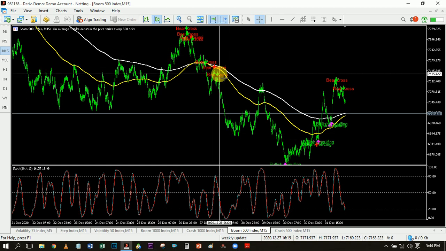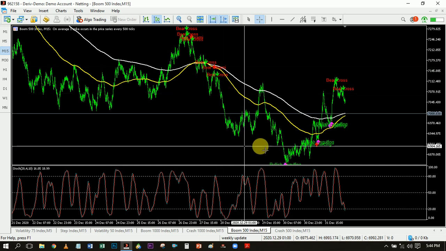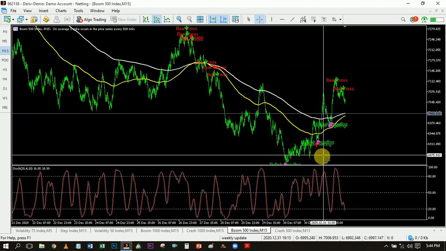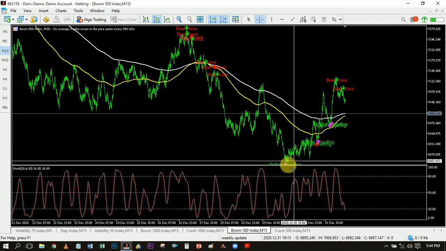You can see the same thing here. Same thing happened here. You can see your bear rami, you place your sell. So now you can see that we are beginning to get bearish signals.